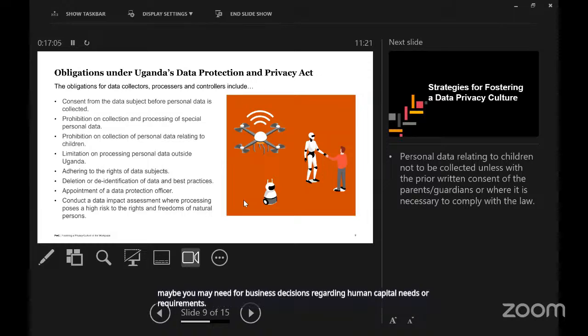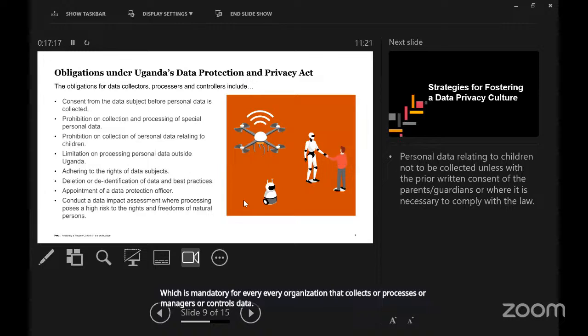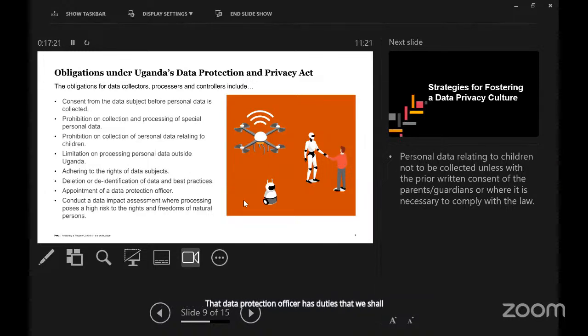Then the other obligation is to appoint a data protection officer, which is mandatory for every organization that collects or processes or manages or controls data. The data protection officer has duties that we shall discuss a little later, and that also is an obligation of data handlers or processors.